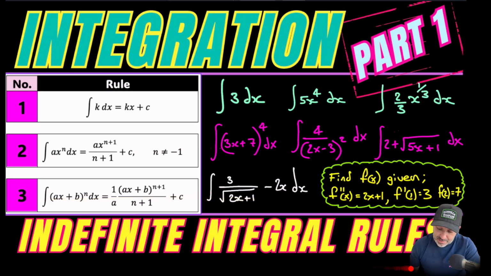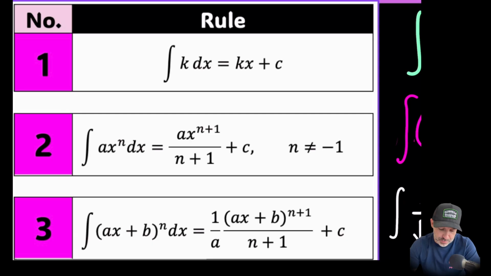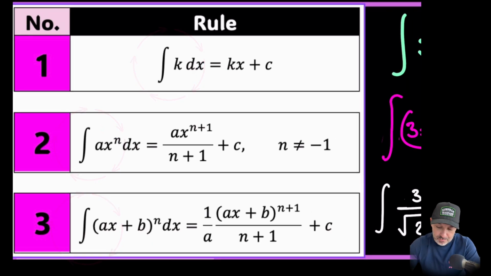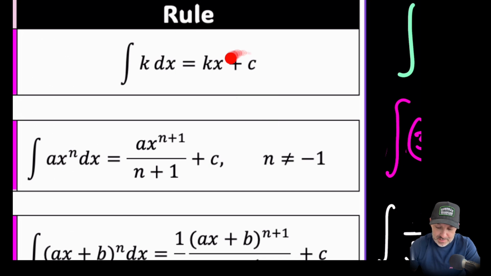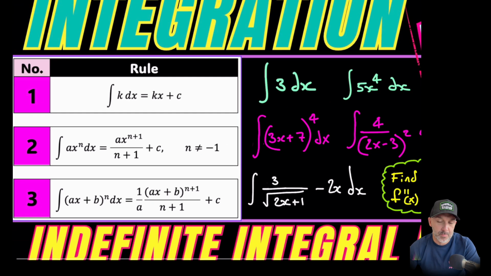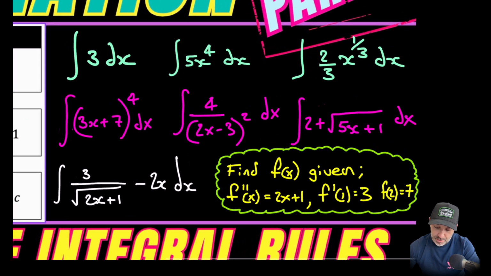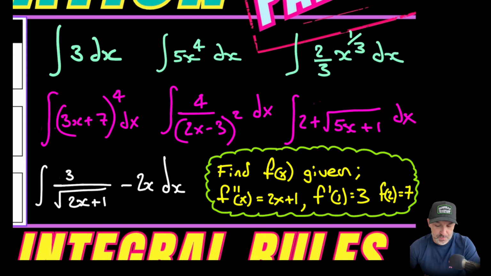An indefinite integral is when you integrate an expression or a function that doesn't have any limits on the integral sign. The result of that is that you'll have a plus c. I'll cover that in a little more detail in a moment, but I'll go through three rules, and all these problems on the right involve one of those three rules.